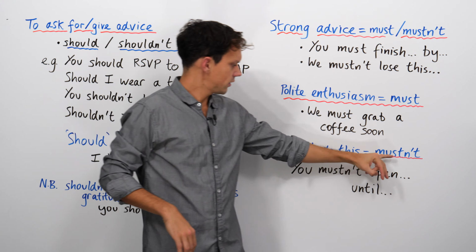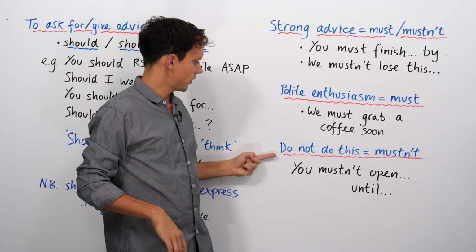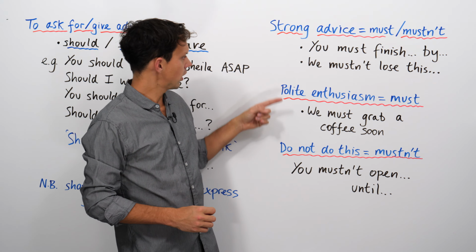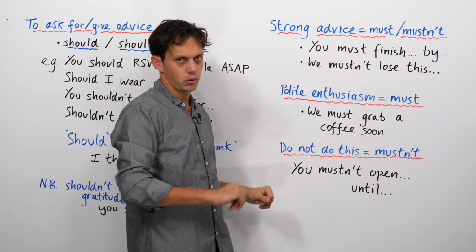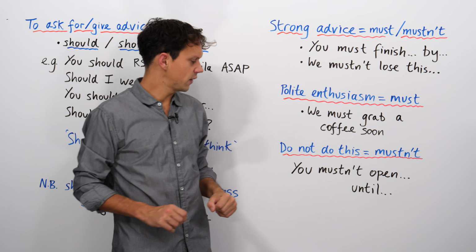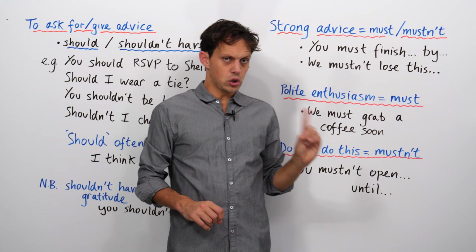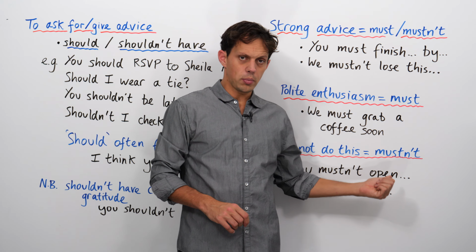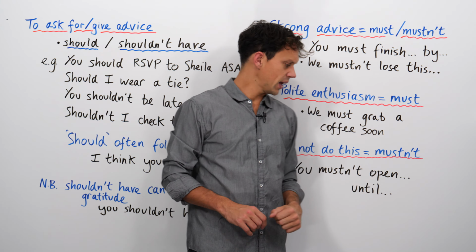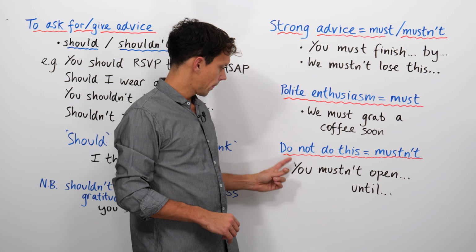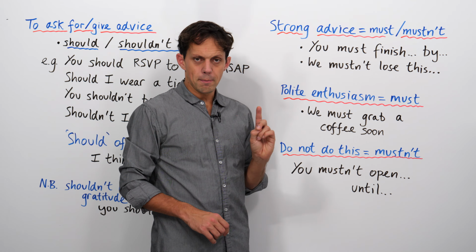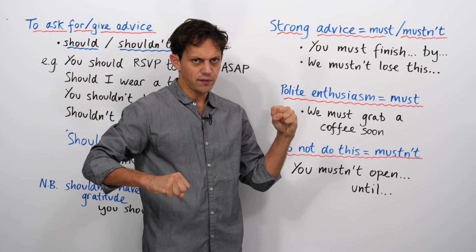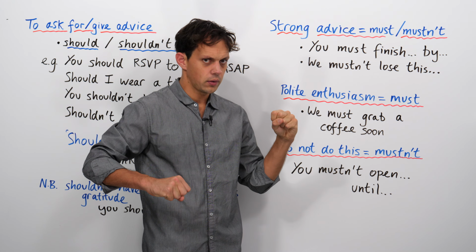Now, mustn't expresses something that would be really, really bad to do. I've kind of just touched on this with the example with my son eating cakes that are not his. You must not do this until, so I'm giving an order. You must not open your presents until Christmas Day. Do not do this. You mustn't help yourself to things in the fridge. No ice cream for you.